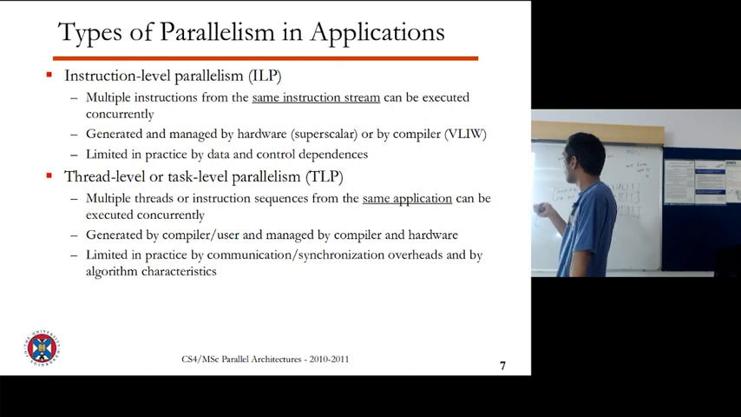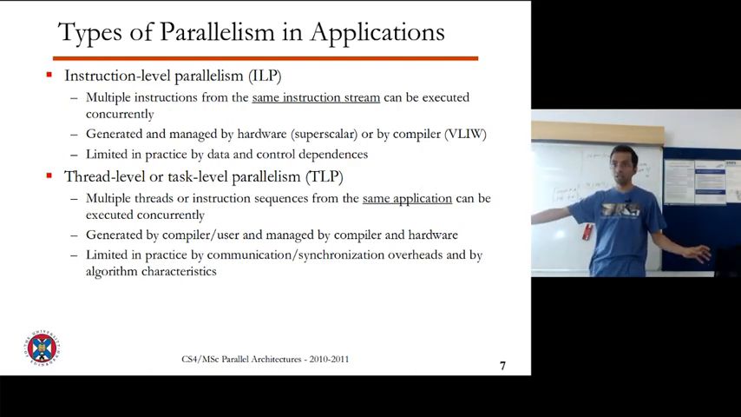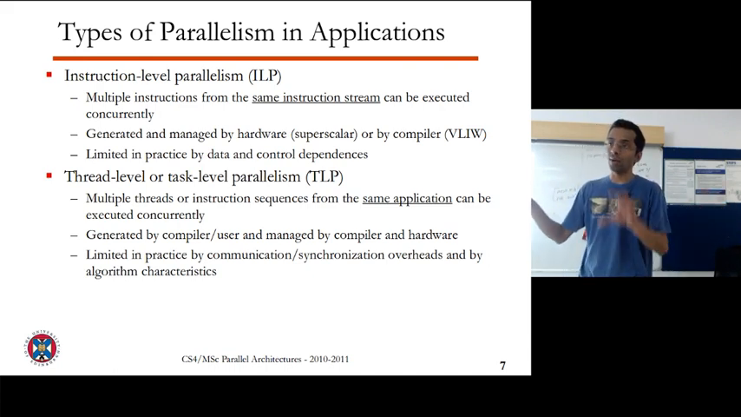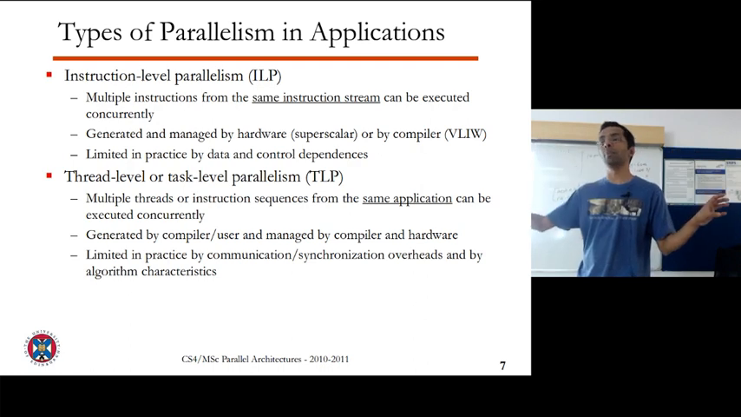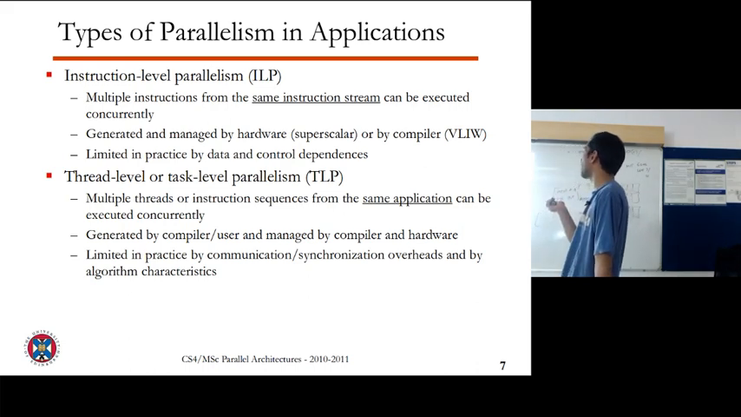The other kind of parallelism is thread level or task level, right? So here you say, I don't worry about whether each instruction is parallel, as with superscalar or very large instruction word, where I'm trying to do multiple instructions at the same time, or in the case of SIMD. I'm thinking at a much bigger level. I only think at the thread level about how I am separating the activities. So multiple threads or instruction sequences from the same application can be executed concurrently and generated by the compiler or user.